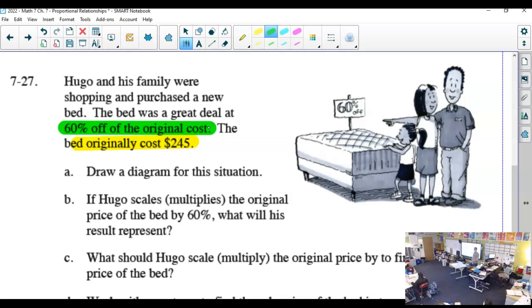I want you and your team to discuss how can we find the sale price of the bed. I'm probably going to give you an honest 5 minutes. So chat with each other. How can we find the sale price? It is 60% off. And you're going to need graph paper after this problem, so if you don't have it, get some.